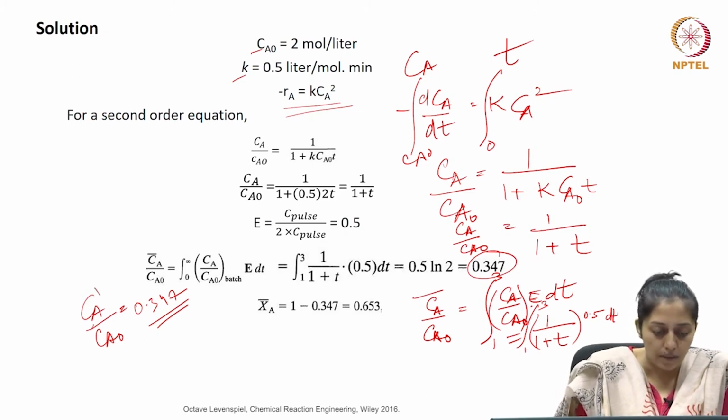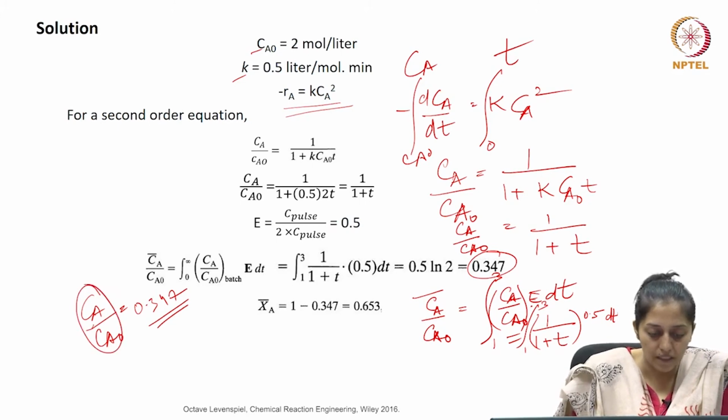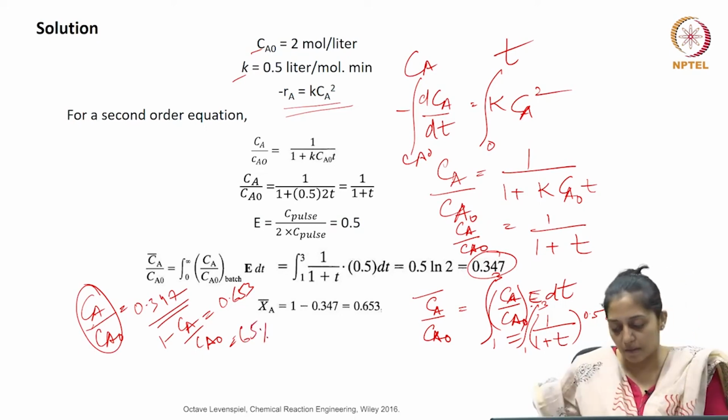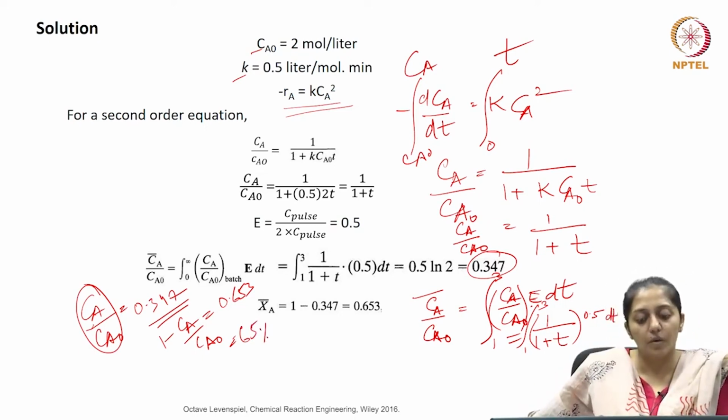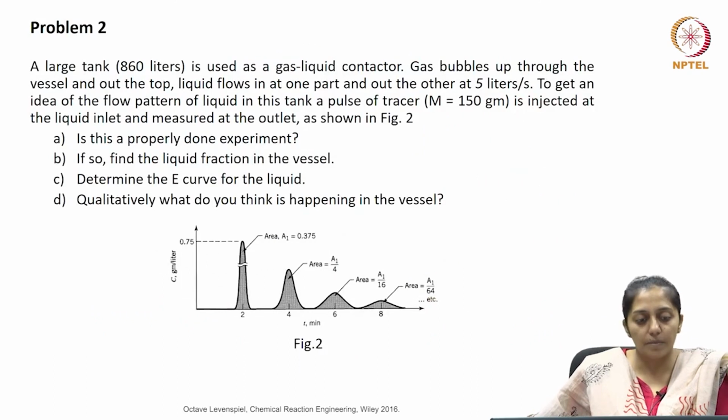So the actual conversion can be given as 1 minus CA by CA naught, the conversion fraction, which will be equal to 0.653, and in percentage it becomes nearly 65% conversion due to the non-ideality. Let's see problem 2.